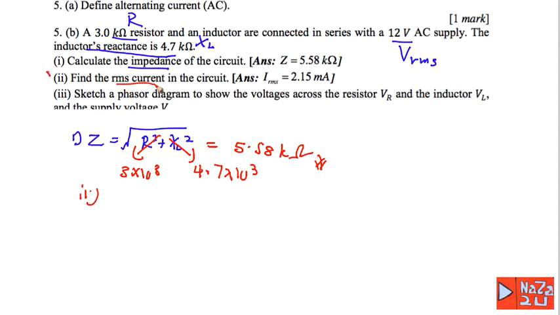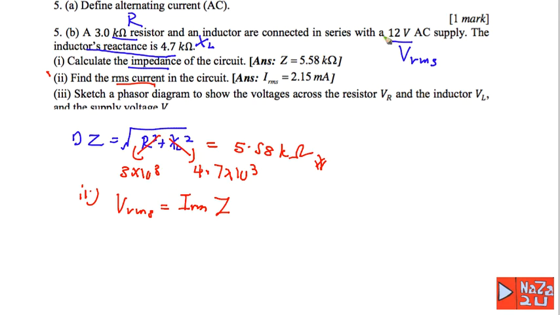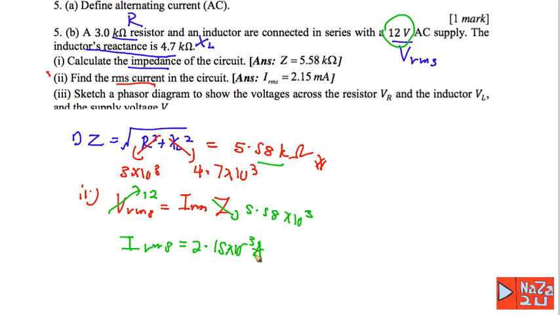Number 2, find the RMS current. For the RMS current, you can use the equation V RMS is equal to I RMS times Z, the impedance. From the information given, V RMS is equal to 12, and the impedance Z comes from the answer to number 1, 5.58 kilo ohm. So you can find I RMS is equal to 2.15 times 10 to the power of minus 3 ampere.